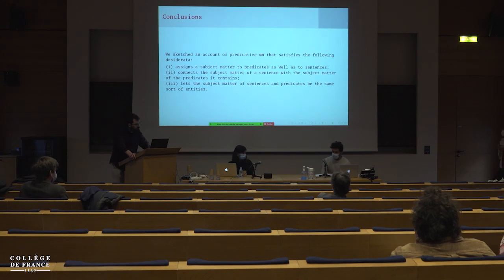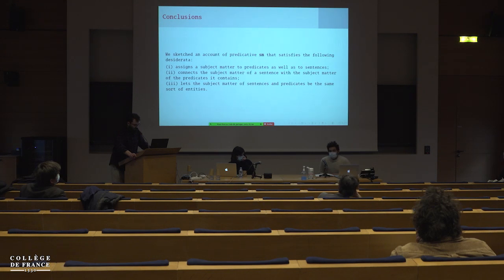I really like the idea of predicates having a subject matter and the possibility of comparing the subject matter with that of the sentences in which it occurs. But when I think about the data that this theory is supposed to explain, I'm getting a little bit confused.